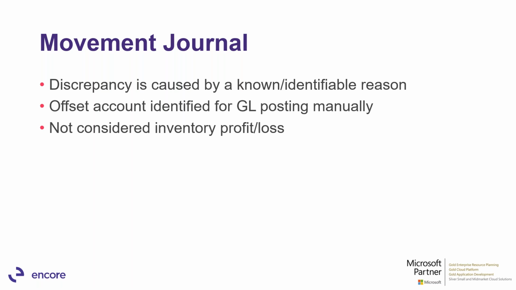Okay, so without further ado, let's jump into what does the movement journal offer for us. So movement journals are used when inventory needs to be adjusted. But what's very important is that it needs to be adjusted with a known and identifiable reason. Okay, what does that mean? What kind of examples can I give you to explain that?